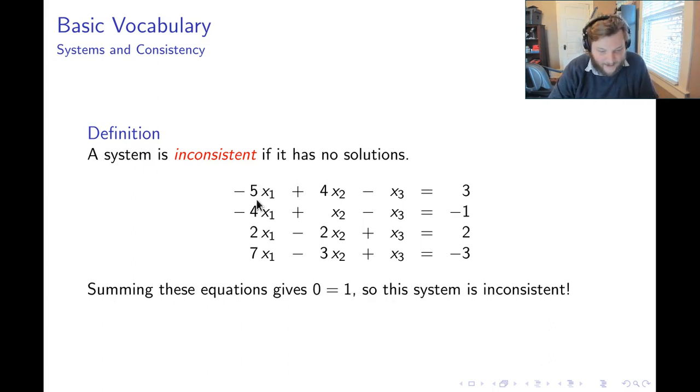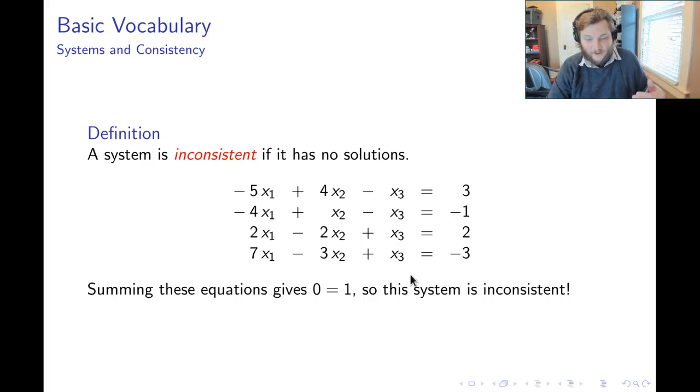So if we added all of these equations together, keep track of the coefficients. -5 times x1 minus 4 times x1 is -9x1. But then we add 2x1 and 7x1, that's plus 9x1, so we get 0. If we add 4x2 plus 1x2, that's 5x2, but then minus 2x2 minus 3x2 is -5x2, so that cancels to 0. And then -x3 minus x3 is -2x3, but then plus x3 plus x3 is plus 2x3, and that also cancels.